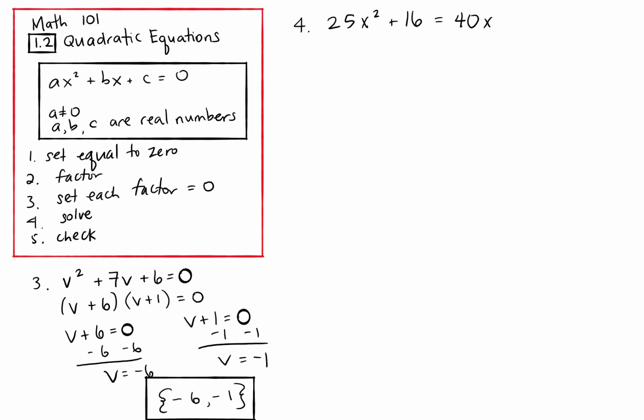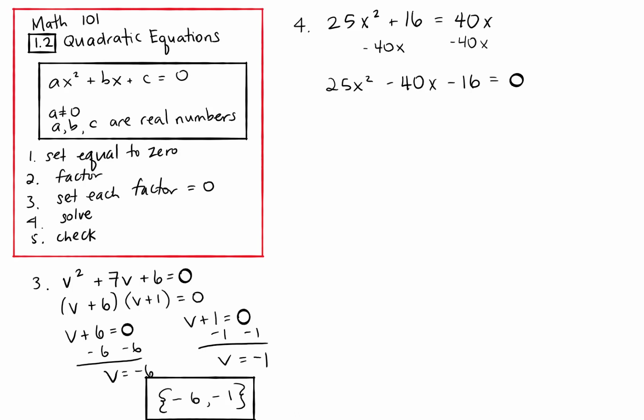Alright, and question 4 is already written for us on the board, and this is the first one where we actually have to do step 1, because it is written but is not set equal to 0. It's not written in regular quadratic format. So I'm going to have to subtract 40x from both sides. I'm going to end up with 25x squared minus 40x minus 16 is equal to 0. Now when you have something like this with such large numbers, you want to see if there's a GCF that you can factor out. In this case there isn't, but it's always a good check in case you can.